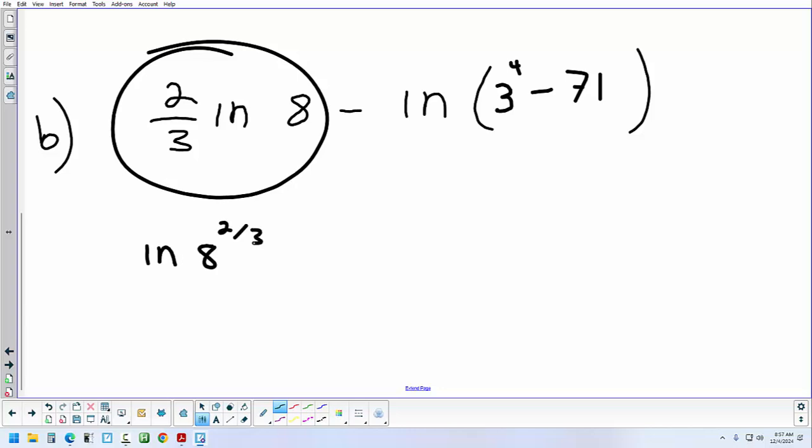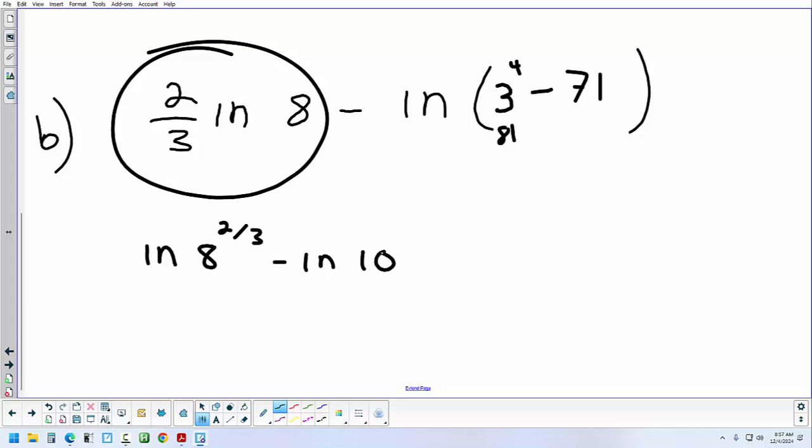Okay, so we'll figure that out in a second. Now, inside that second log, we have a calculation. We can just do that, so we don't have to keep writing it that way. What's 3 to the 4th? 81. So it's really 81 minus 71 inside there. What's 81 minus 71? 10.